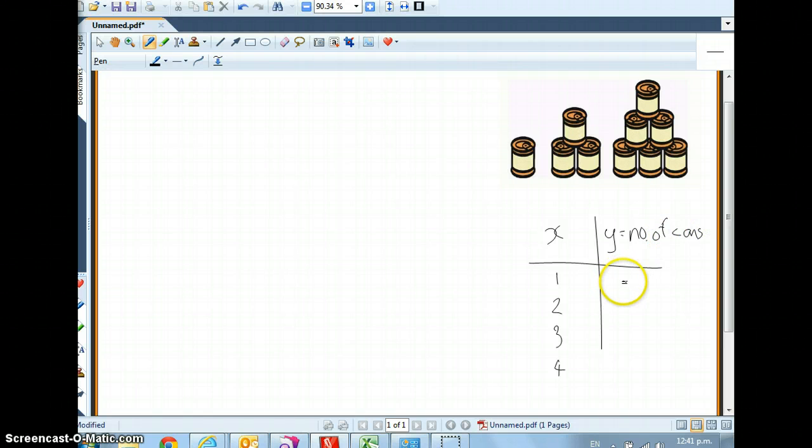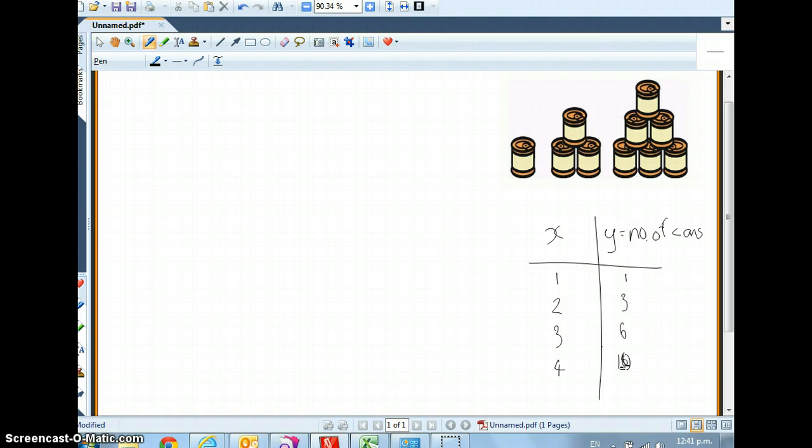And in pattern number 1, how many cans? In pattern number 2, how many cans? In pattern number 3, how many cans? Any guesses as to the number of cans in pattern number 4? 10. Thank you. How did you figure that out? Why 10?